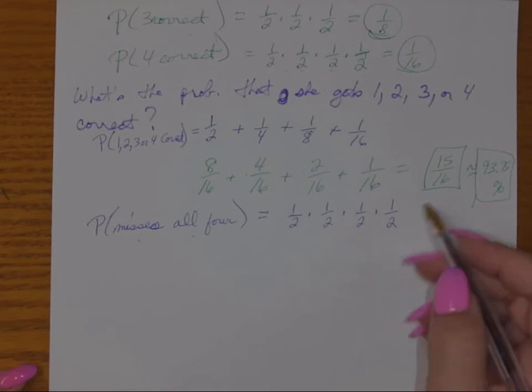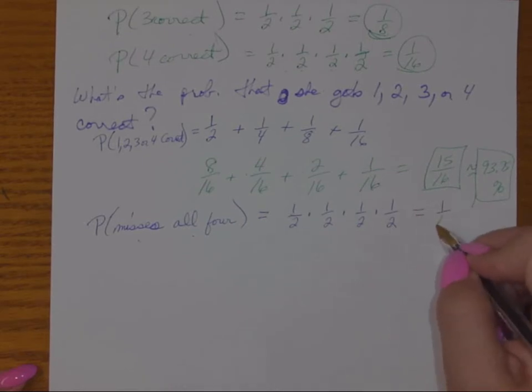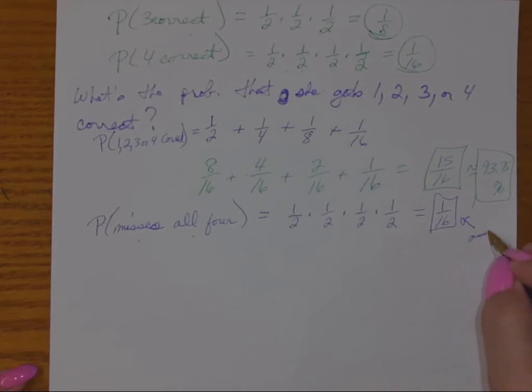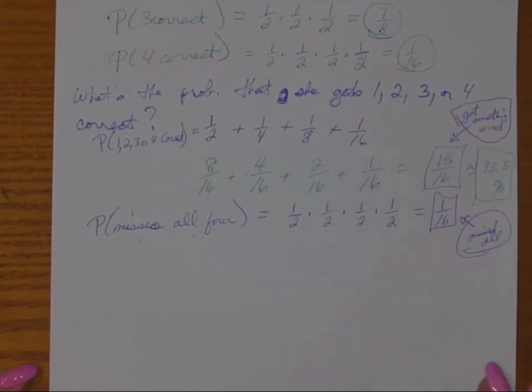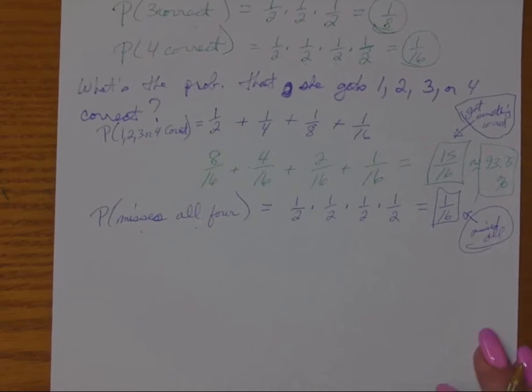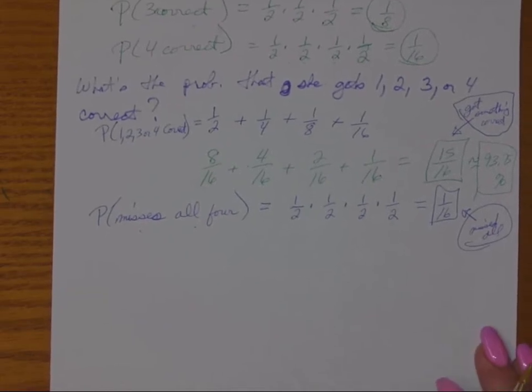Well, we've already done this. 1/2 times 1/2 times 1/2 times 1/2, that's 1/16. Okay. Missed them all. Okay. This has got something, basically. She got something correct. She got a 15 out of 16 chance of getting something correct. She's only got a 1 in 16 chance of missing them all.